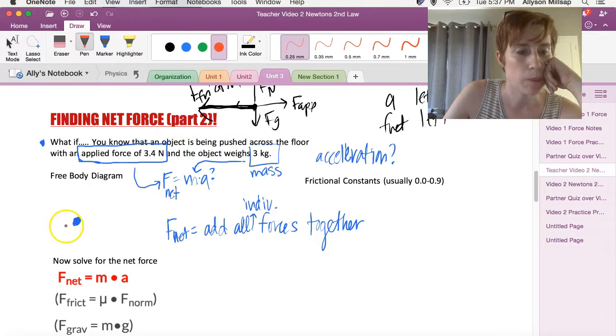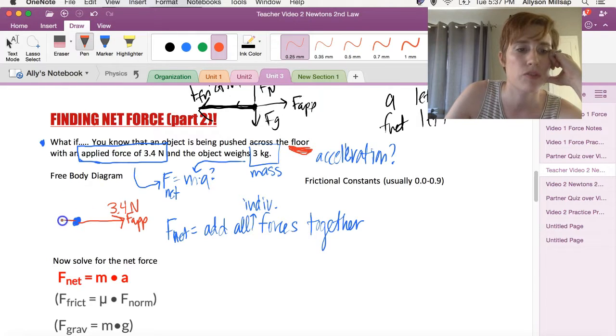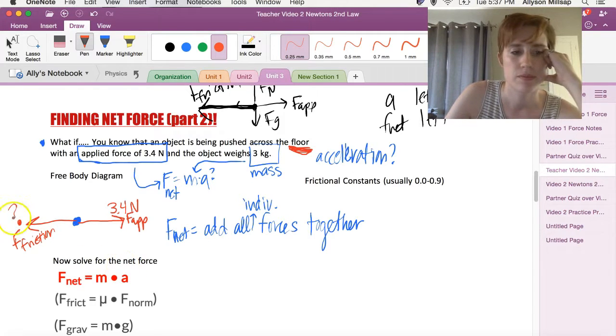Here's an object. It's being pushed across the floor. It's being pushed. That means there's an applied force. And it gives us the value. It says it's 3.4 newtons. Okay, so 3.4 newtons is being pushed on this object. It's being pushed across the floor. That's a big hint. If it's being pushed across the floor, that means there's got to be friction going against the push, right? However, problem, I don't know the value of the friction, right? I don't know this value.